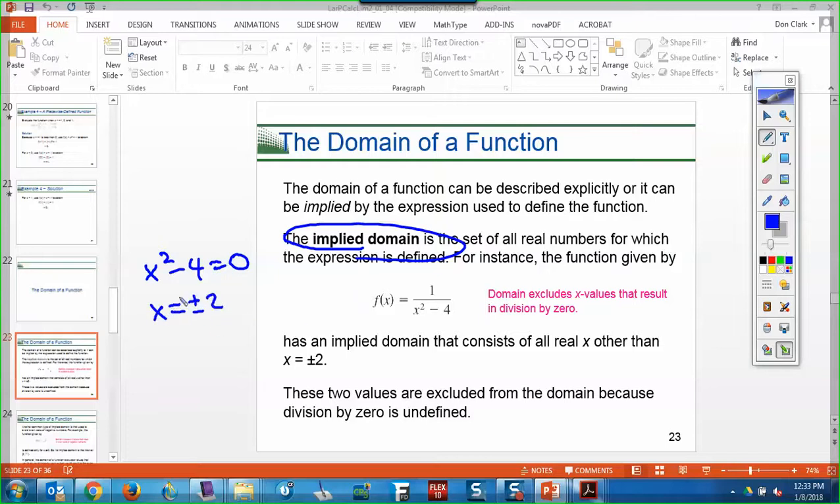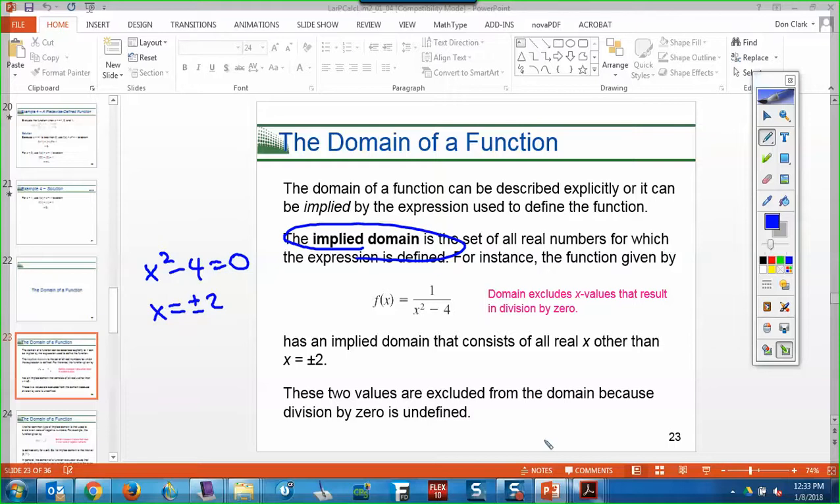Now, in this case, what we want to say is, okay, our domain is everything but plus and minus 2. Okay, all reals except plus and minus 2. And that's called the implied domain. If you were given this function, they're not going to say x can equal plus or minus 2. You just have to figure that out from the problem. It's implied in the problem, or it's the natural domain.